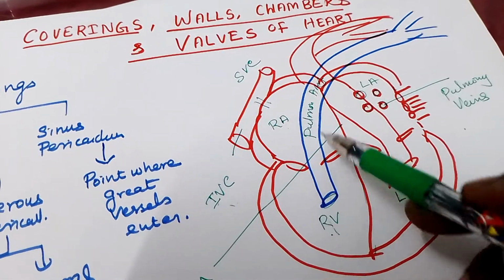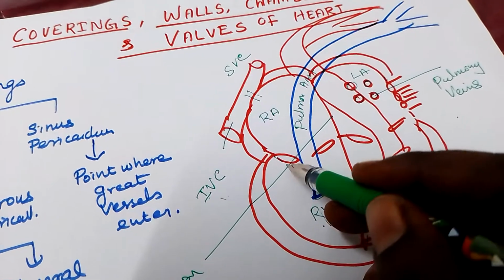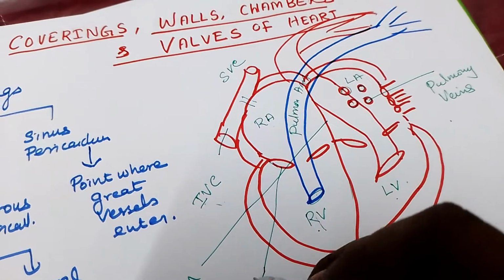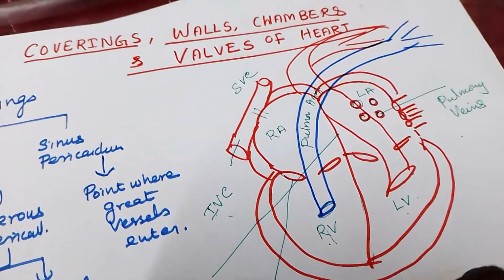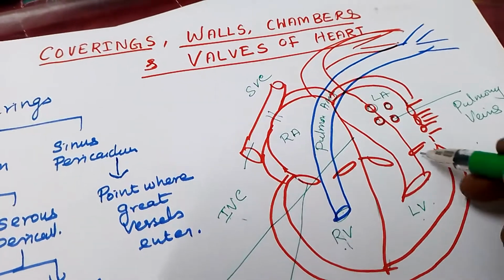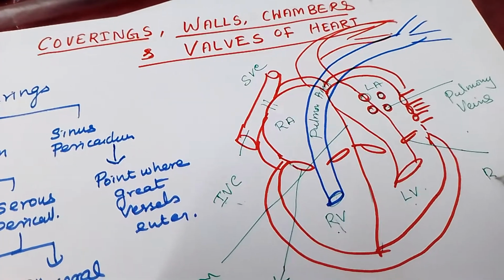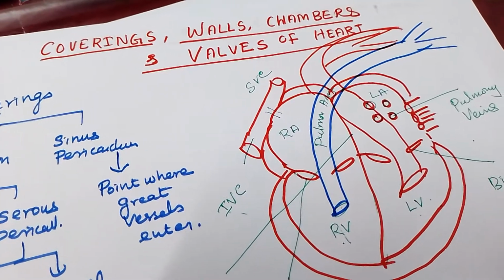Once they come, this is called a valve, isn't it? What is this valve? You can tell it is the tricuspid valve. Okay, this is the tricuspid valve. This is called the bicuspid valve. So this is the bicuspid valve.